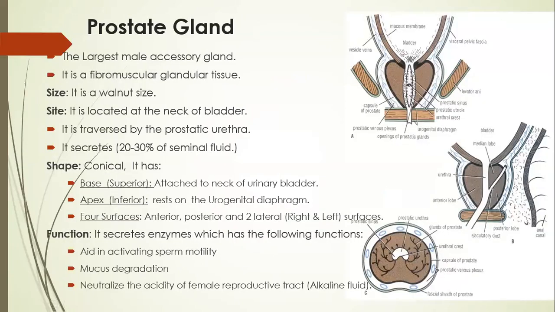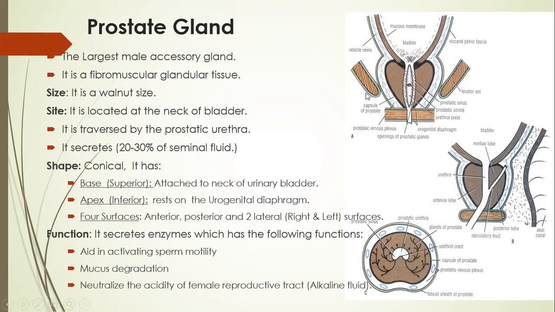Now coming to the very important gland called the prostatic gland, or the prostate gland. This is the largest male accessory gland. Among all these accessory glands, this is the largest one. It is a fibromuscular glandular tissue. You see the cut section, the cross section, where you can see the glandular tissue. The size is almost the size of a walnut.